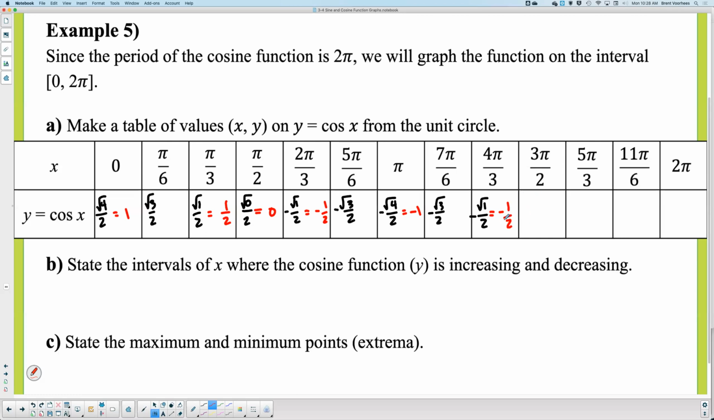3 pi over 2. All right, which finger was that? Thumb. We hit a 0, so now we're going to become positive after this. I have 0 x's.